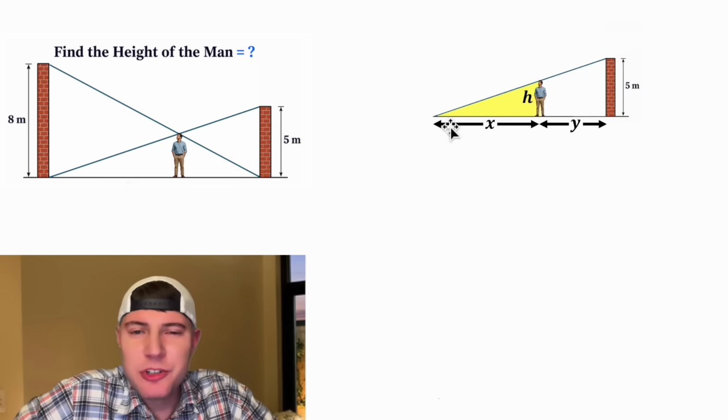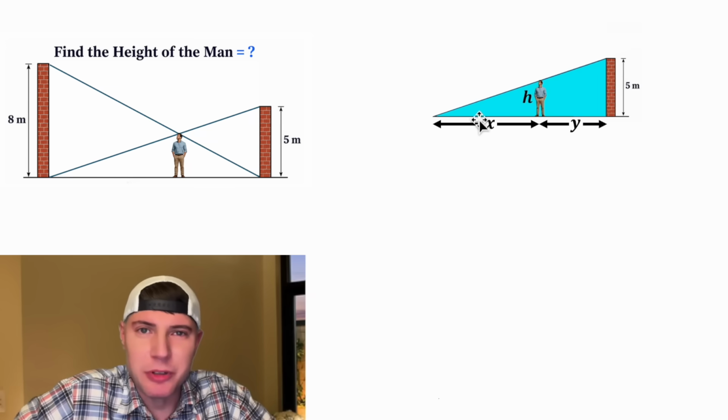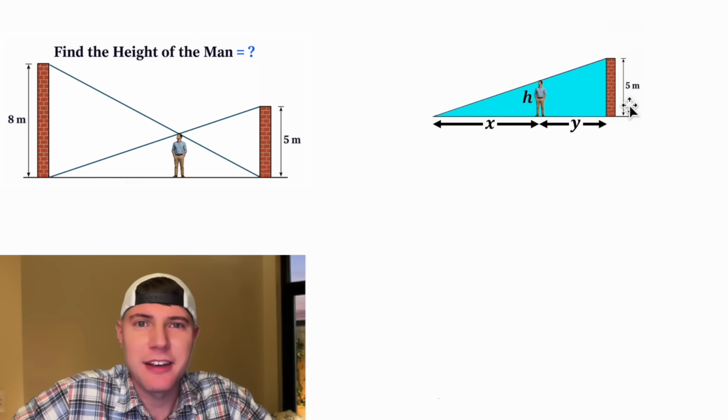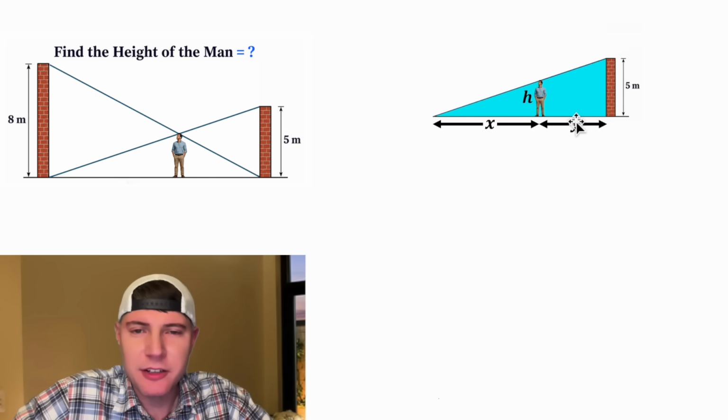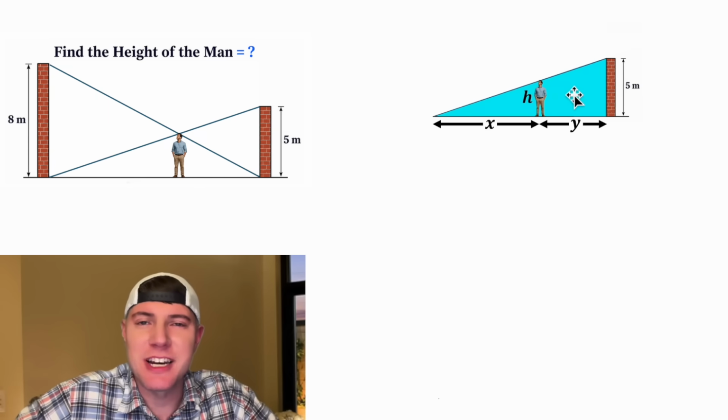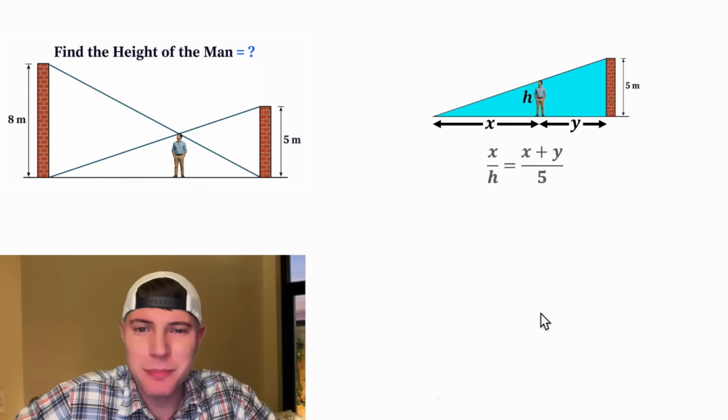We have this yellow triangle, which will be similar to this blue triangle. Since for the yellow triangle and the blue triangle, this angle is shared and they both contain a right angle because the brick wall is at a right angle and he is standing at a right angle. And anytime you have two similar triangles, you can set up a proportion. So let's set up this proportion.